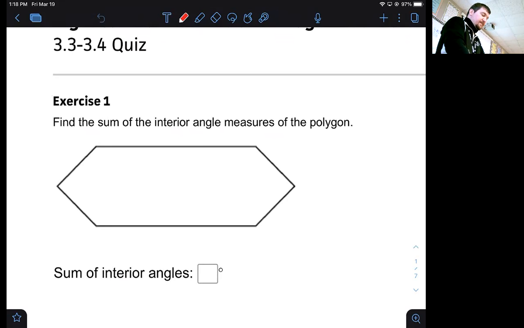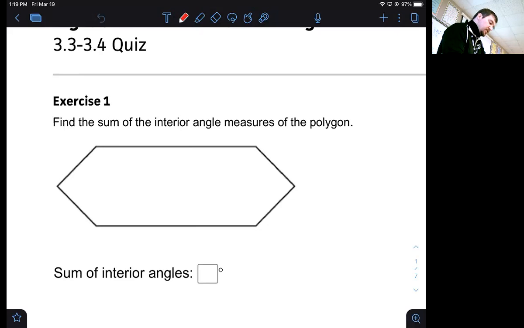Caleb, it says find the sum of the interior angle measures of this polygon. Can you tell me what kind of polygon this is? It is a hexagon. It has 6 sides. You don't need to know the name for this shape. You only need to know how many sides it has. Because it has 6 sides, Caleb, how many triangles will be inside of it?